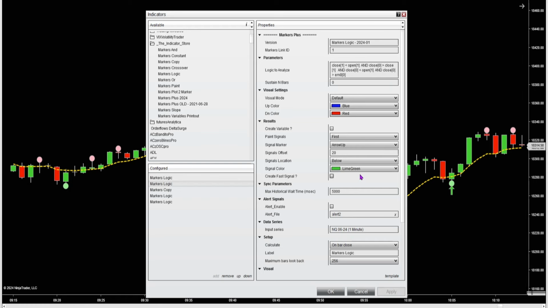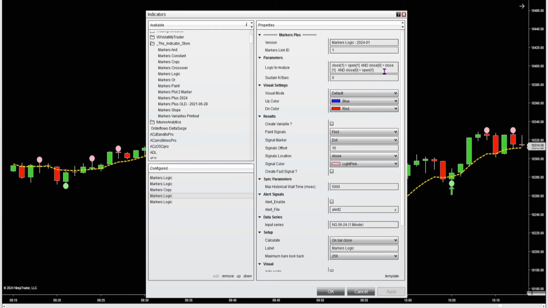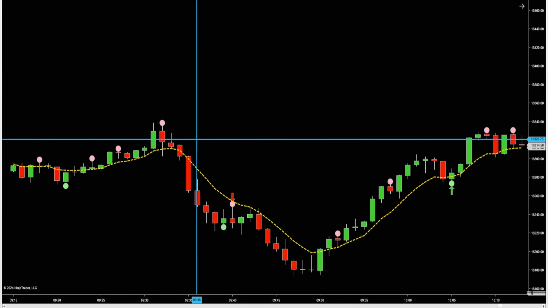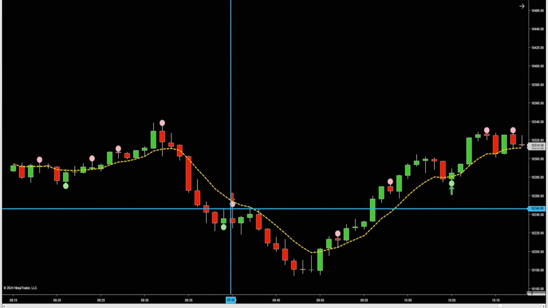And for the longs, all I did was reverse all of these arrows. So the close of 1 bar ago is less than the open, and in the current candle, the close is greater than the close of the previous bar, and it's less than the open of the previous bar. And the close is greater than the 8 EMA. And then for these dots, exact same thing, except I got rid of the EMA condition. The 8 EMA is no longer part of the logic. And that's it. Now we've got these Rob reversal indicators on our charts.